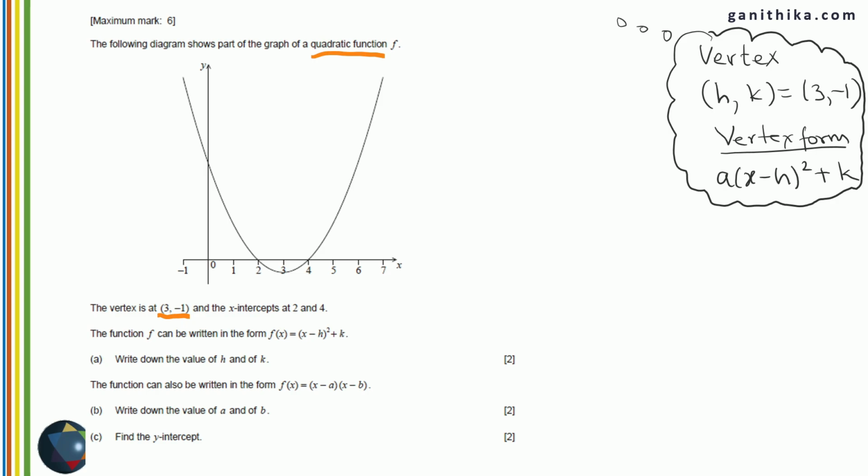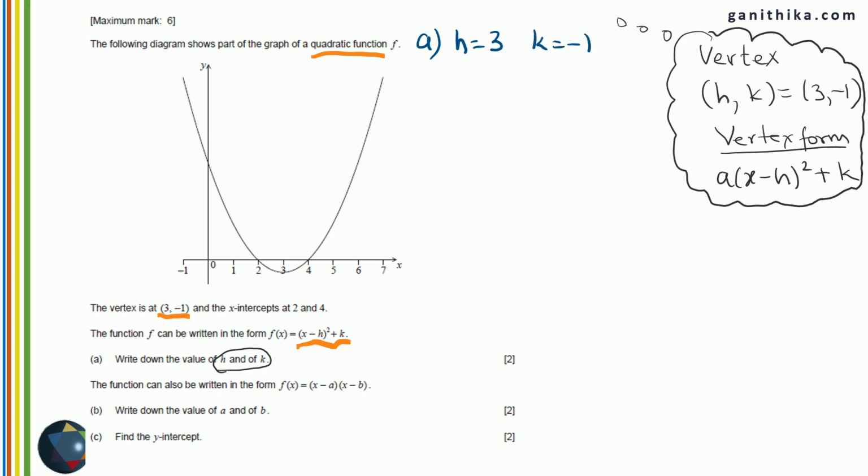Now going back to the question, it's given that f of x is in the form of x minus h the whole square plus k, which means a in vertex form is equal to 1. The coefficient of x square is equal to 1 in the function given above. Therefore, we have to find the value of h and k, which is going to be very simple. h is equal to 3 and k is equal to -1.